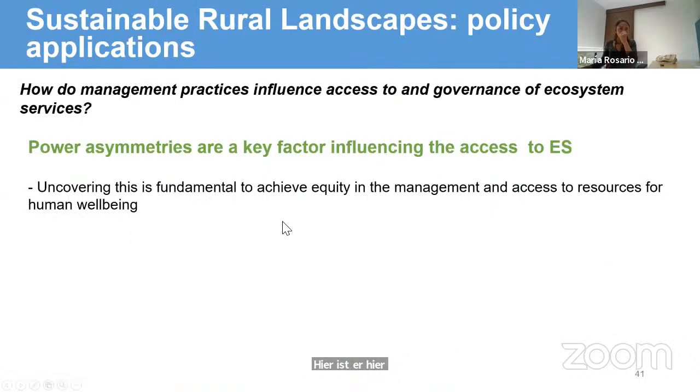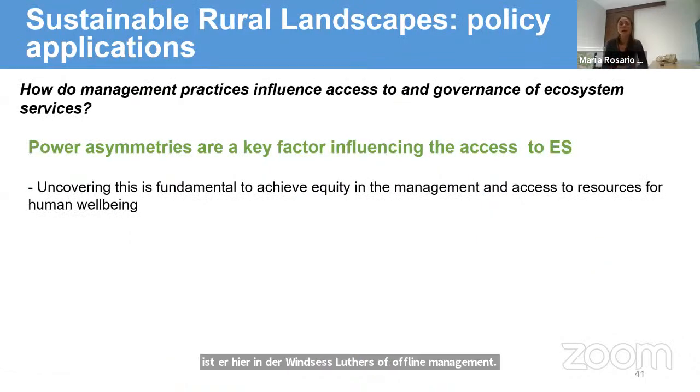So just to conclude this part, I wanted to highlight that power asymmetries are a key factor influencing the access to ecosystem services, and that uncovering this is fundamental to achieve equity in the management and access to resources for human well-being.